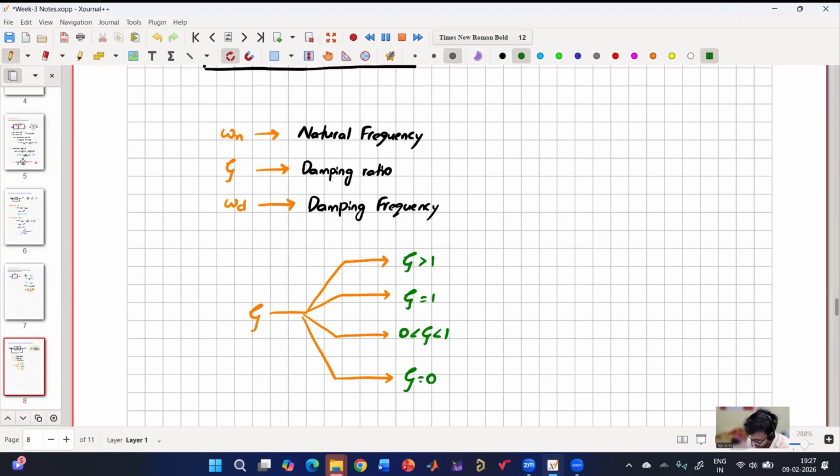Zeta greater than 1 is called an overdamped system. This is called critically damped.